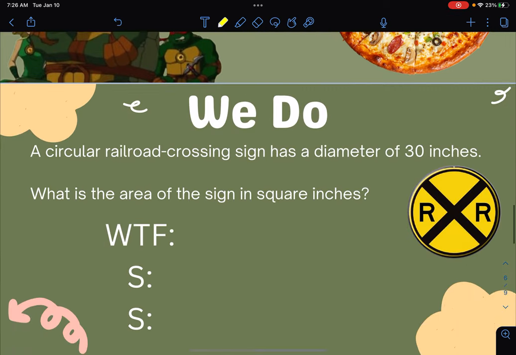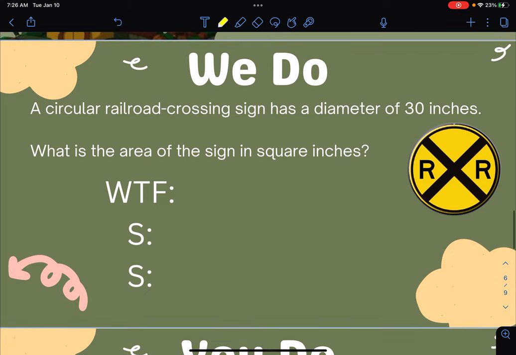All right. So this is our first example. It is a we do. You have this on your paper. So we're going to complete a we do, a you do, and then you'll go on to your independent practice, which is a Go Formative.